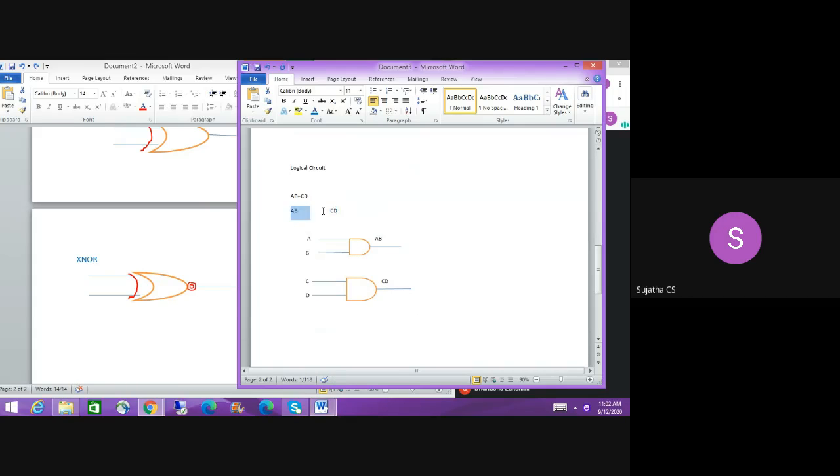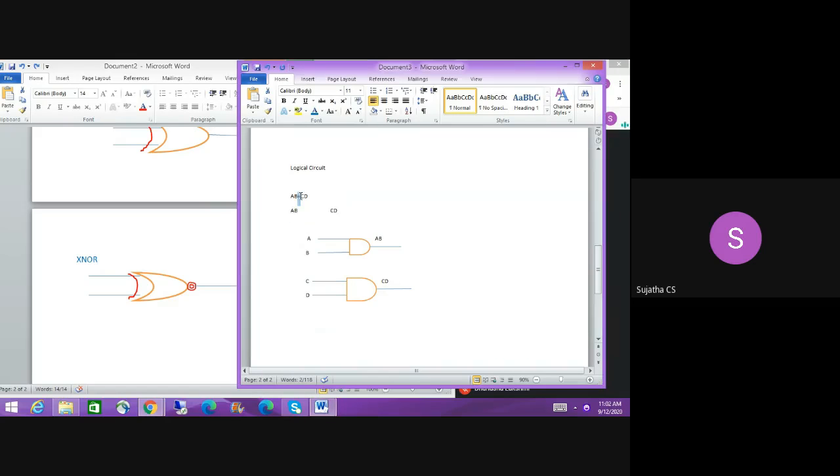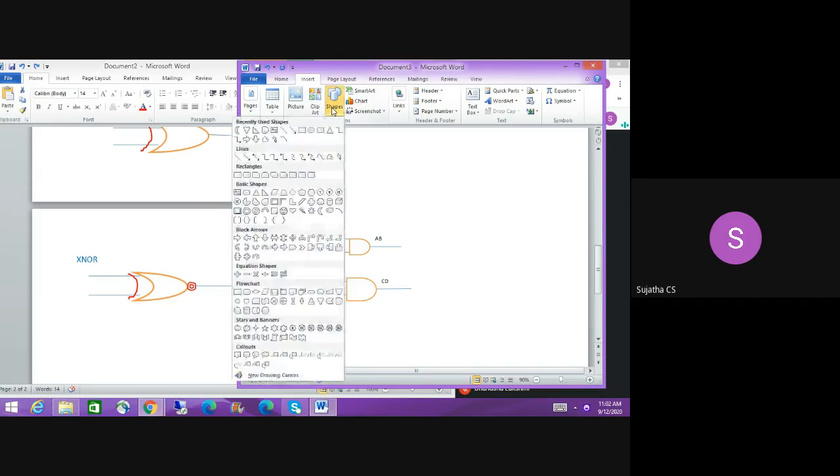So how do we connect these two? Using an OR gate. The OR gate sign is plus. So we need to connect this A into B and C into D with another OR gate. So I'm going to connect them with the OR gate.